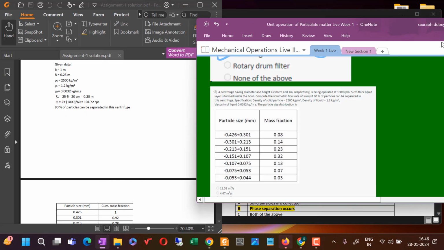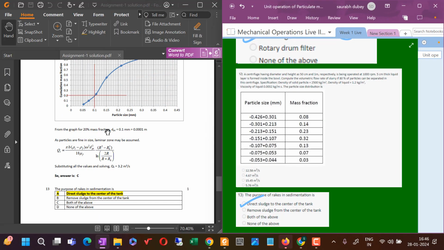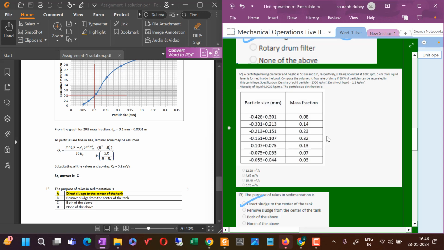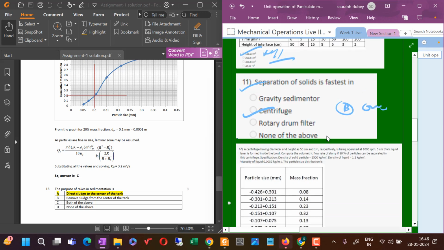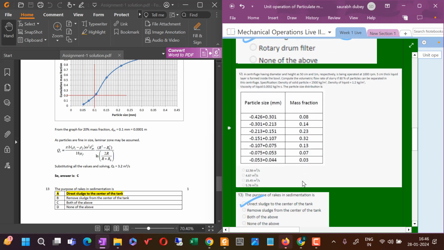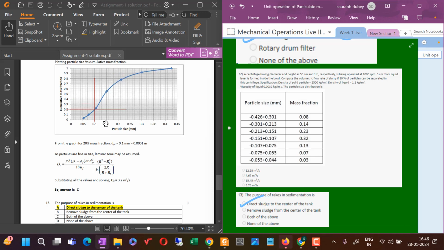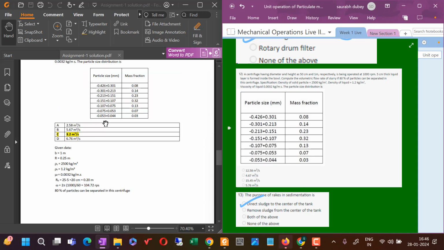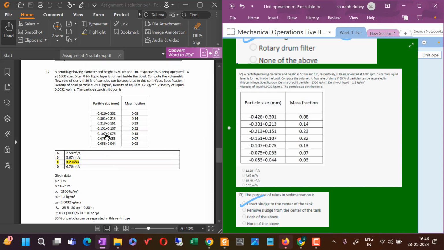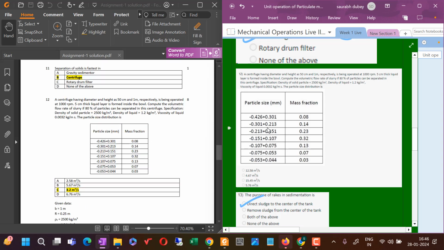So what is the correct answer here? 3.2 is the correct answer. Here you see this is the question that is there. There is a bit of change in the options, I think. In the question, this is the correct question.